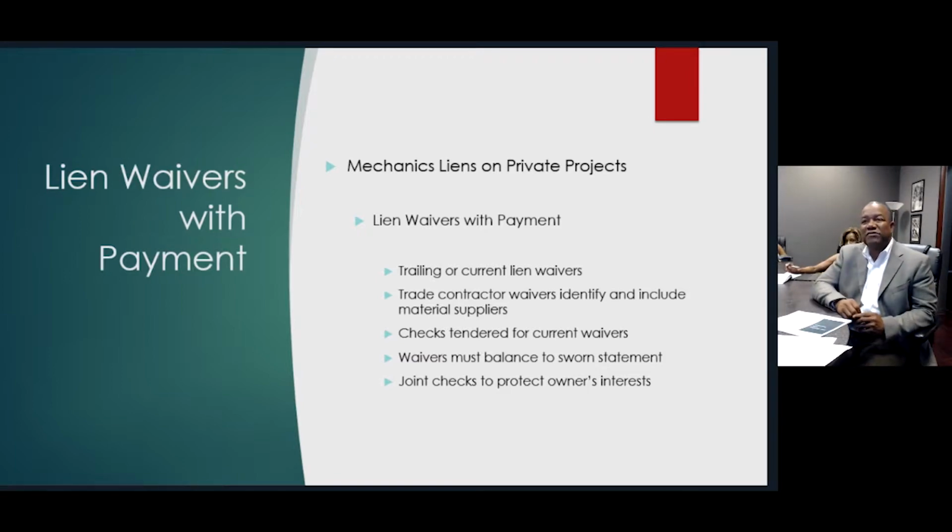Trade contractor waivers: the waivers should also identify and include the material suppliers. Checks tendered for current waivers. I just mentioned that the check has to clear in order for the waiver to be effective. As I've mentioned before, and I'm going to be a broken record, these waivers must also balance with the sworn statement.